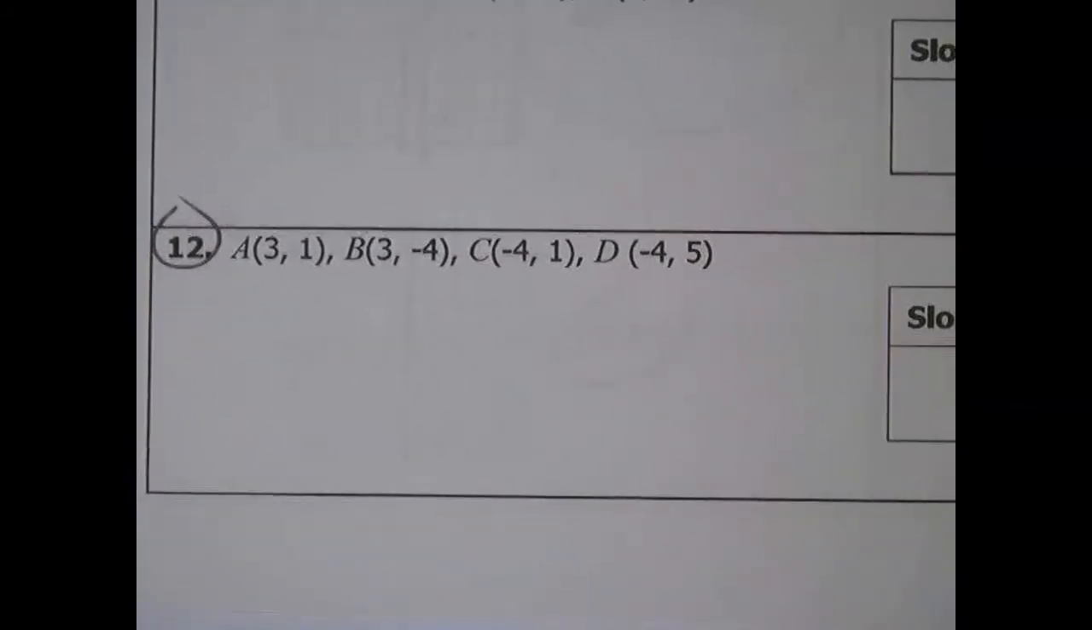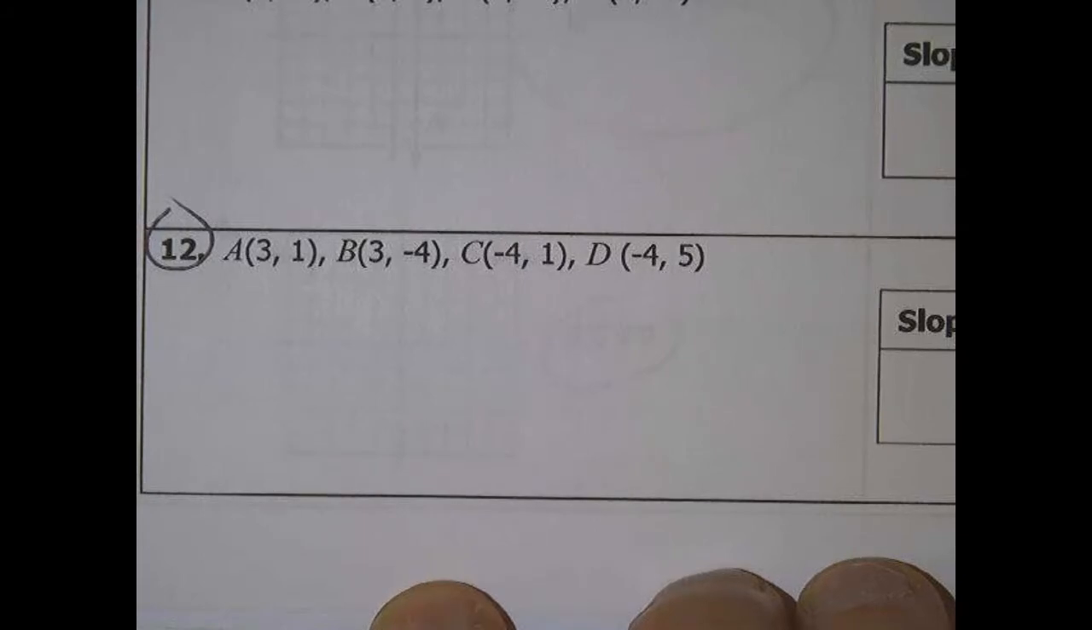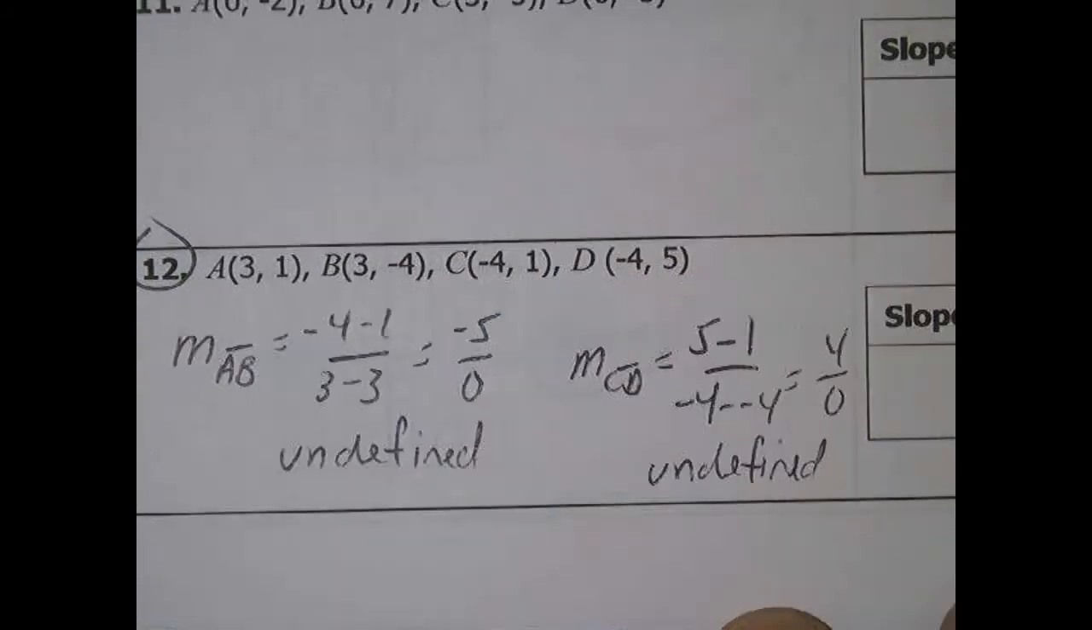Let's flip this over to page 2 and all the way up to number 12. The rest of them are going to be practice. Okay, so let's look at number 12. So let's pause the video and find those two slopes. Slope of AB, slope of CD.